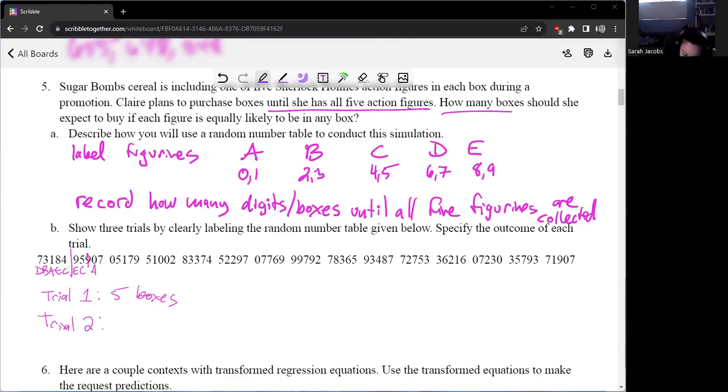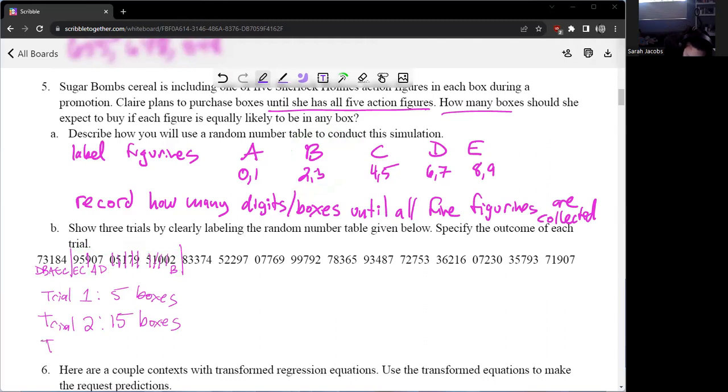Here's our A. Here is a D. But then we've already got an A, we've already got a C, we've already got a D, we've already got an E, we've already got a C, we've already got an A. This is the first one. That's our B. And that was the one we were missing. Now we have A, B, C, D, and E. So trial 2 took 5, 10, 15 boxes until we had one of every action figure.